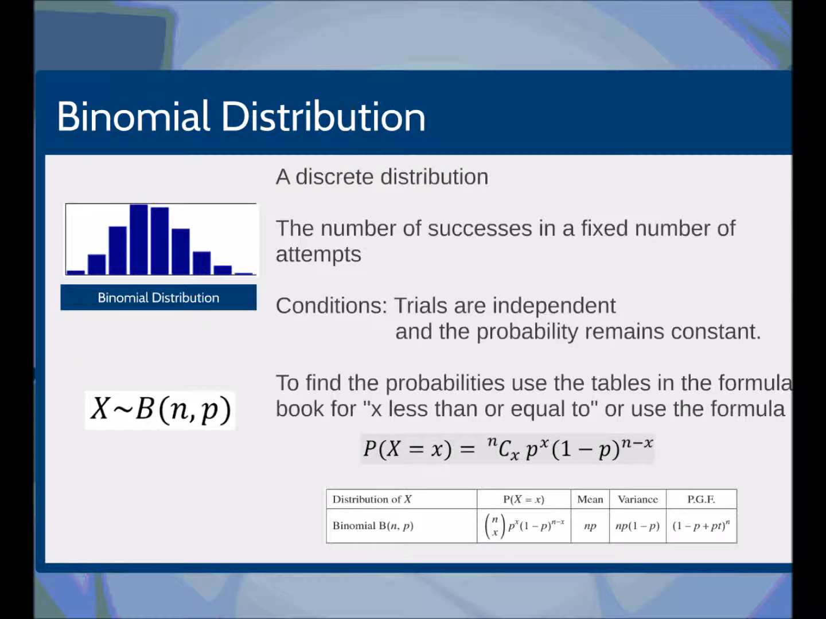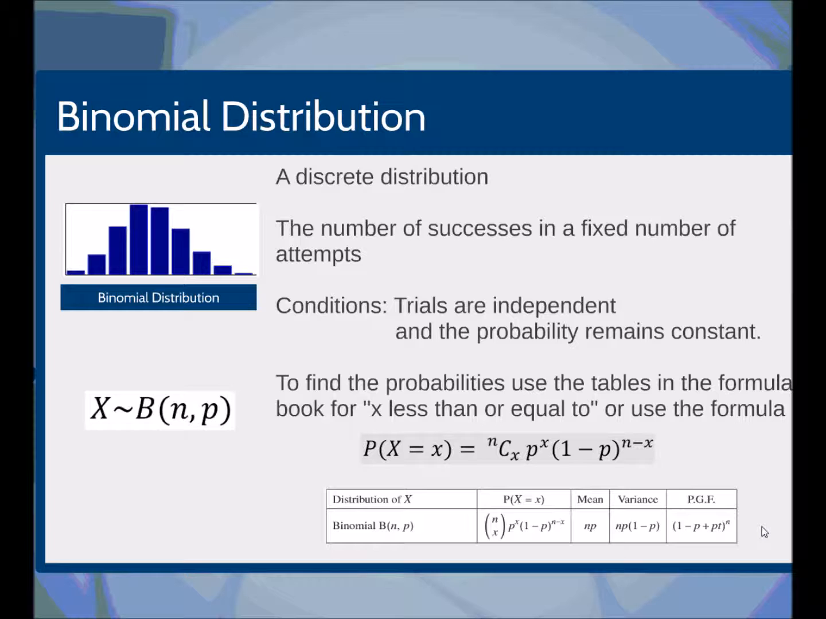So we're looking at the number of attempts at something and we're looking at successes and fails on a given number of attempts. The conditions are the same as they were in Stats 1, so the trials are independent and the probability remains constant. And to find the probability, either we use the formula in the formula book for the probability that X is equal to x, or we look up X is less than or equal to on the stats tables in the formula book.